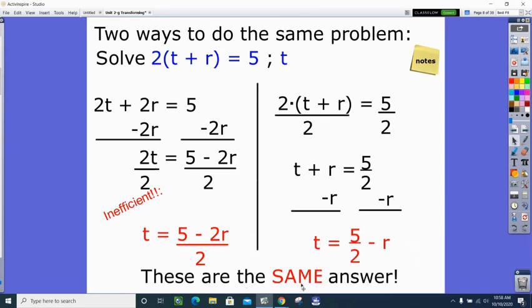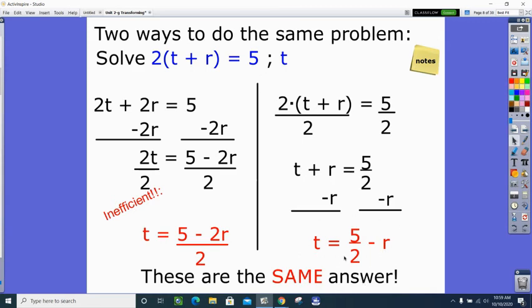These are the same answer. I want you to see this common denominator. Imagine if you split these two over the common denominator. Do you see the 5 over 2? Look at it. Do you see the minus? And do you see the 2 over 2? 2 over 2 would be 1R. So these are the same answer.